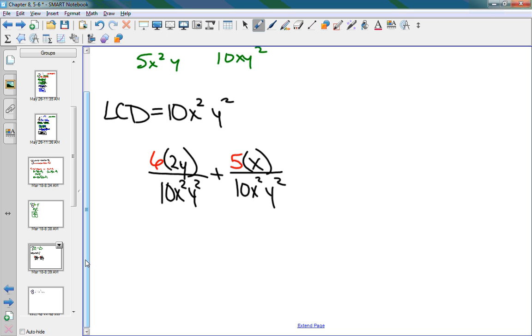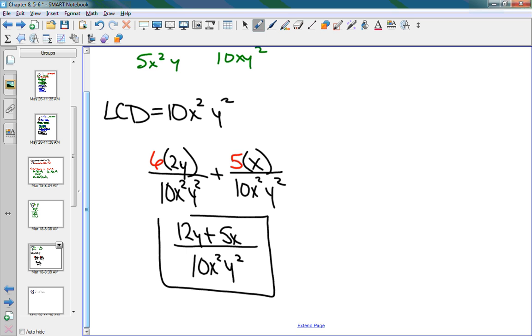Go into one house, which means do I change the denominator? No. So I'm going to have 10x squared y squared in my denominator. Now how do I write that in my numerator? What do I do? 12y plus 5x. 12y plus 5x. Can I cancel anything out there? No, there's nothing in common there, so this is going to be my answer.